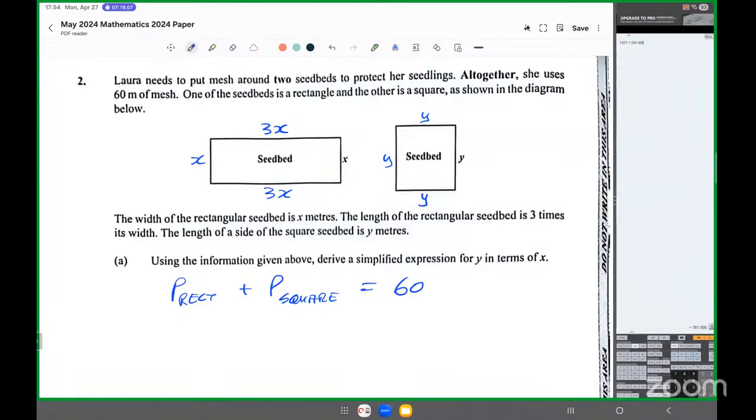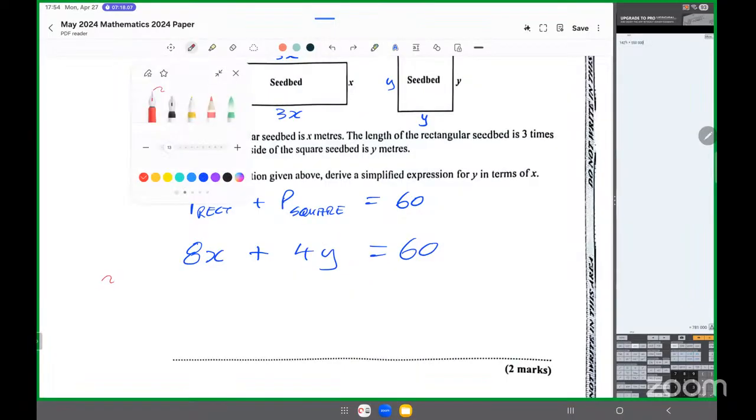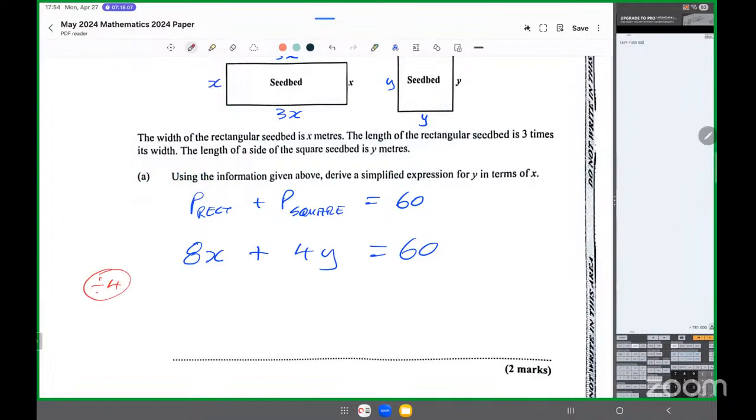What's the perimeter of the rectangle? 3x plus 3x is 6x, plus 2 more makes 8x. So the perimeter of the rectangle is 8x, plus the perimeter of the square, which is 4y, all equal to 60. To make y the subject, we can divide through by 4 first. This becomes 2x, that becomes y, and 60 divided by 4 is 15.